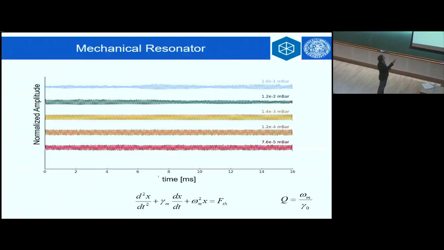So when the pressure is very high, gamma m is very high, and you see on a time scale that is here on the order of milliseconds, that the system actually gets larger and smaller fluctuations. And then when one pumps down in pressure, then this gamma m goes down, and one sees more and more stable signals. And down here, actually, you see that it becomes a bit funny. That is because the damping is so small that one starts to see other effects.